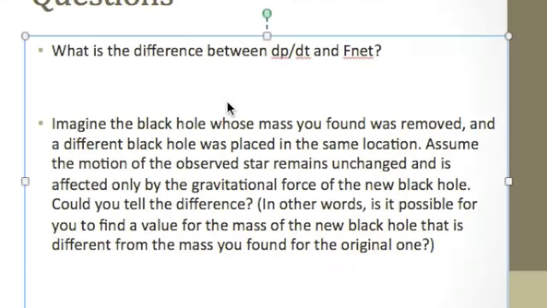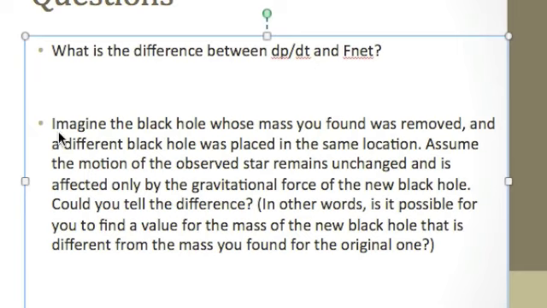So the questions for today are, what is the difference between change in momentum over change in time and net force? Well, change in momentum over change in time looks at the motion of the star, while the net force simply looks at the forces upon the star. Even though their magnitudes will equal each other, they are actually focused on different things.